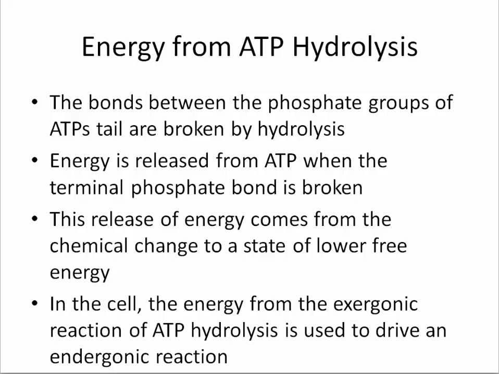In the cell, the energy from the exergonic reaction of ATP hydrolysis is used to drive an endergonic reaction. So that is why ATP is called the currency of life, because every time you hydrolyze an ATP molecule, you're going to get some energy. And that energy you can use to go into disequilibrium reactions, reactions that would never occur otherwise. And here you have energy aplenty in good supply, and so you can go ahead and go into that reaction.